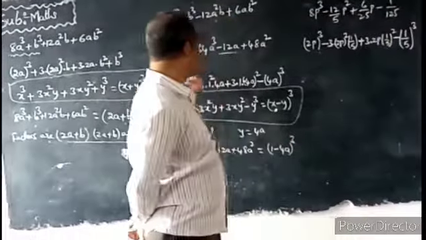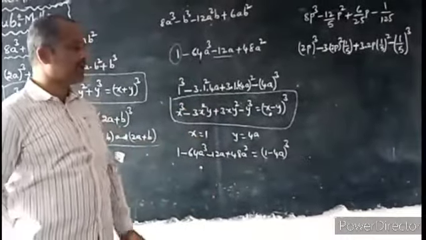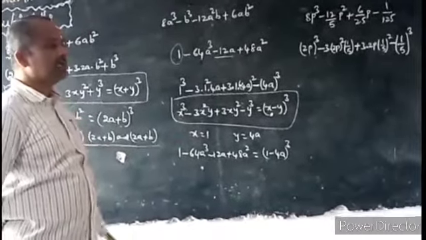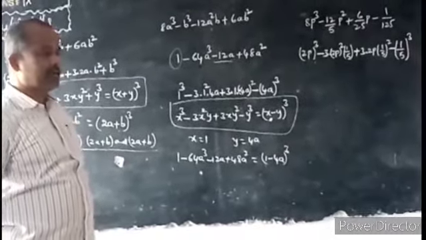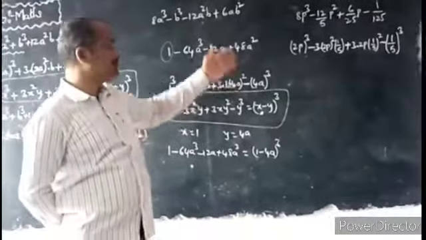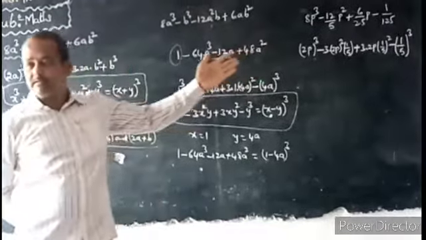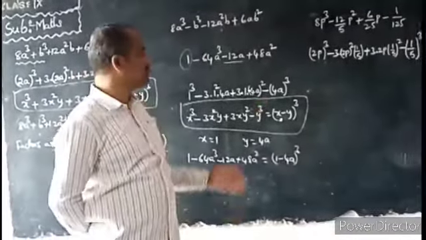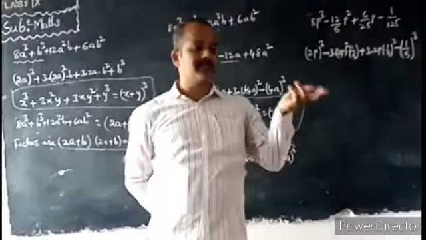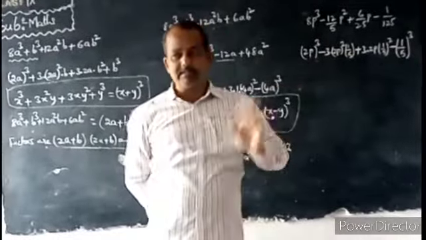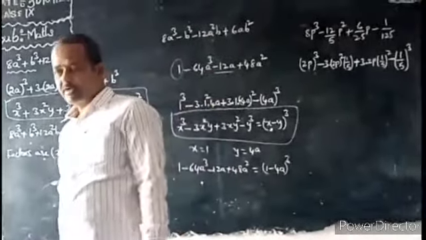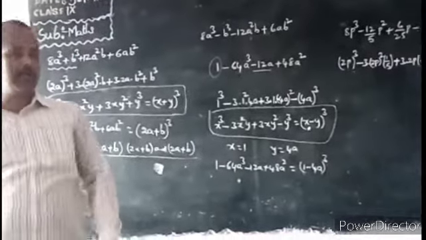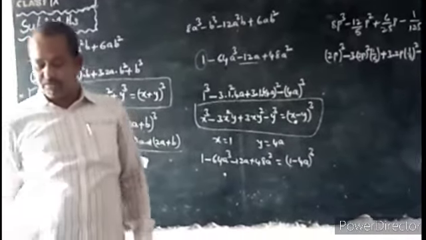Now apply the same identity. x cube minus 3x square y plus 3xy square minus y cube is equal to x minus y whole cube formation only. Here x means 2b, y means 1 by 5. So what factors do we get? 2b minus 1 by 5, 2b minus 1 by 5 and 2b minus 1 by 5. Okay now? Tomorrow we will discuss some more problems on applying the identities.